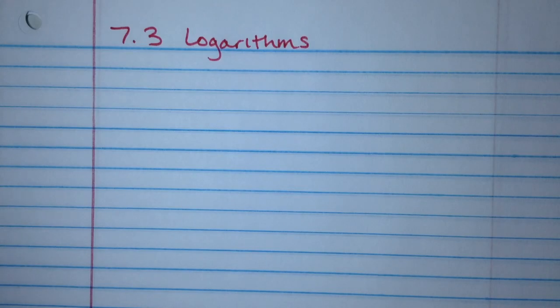Section 7.3 is our introduction to a function called logarithms. They are tied to exponential functions. In fact, you'll find out that they are inverses. So it makes sense, after studying exponential equations, to go straight to logarithms.